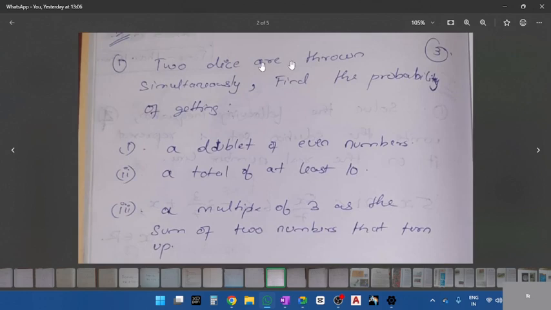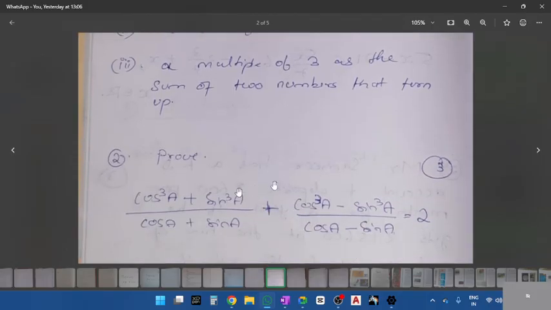Then dice question. How many dice are rolled here? 2 dice. So what will be the sample space for 2 dice? For 1 die, how many sides we have? 6, right? For 2 dice, it should be 6 square, 36. Okay, doublet of even number, all these questions. Then, one more proving question.